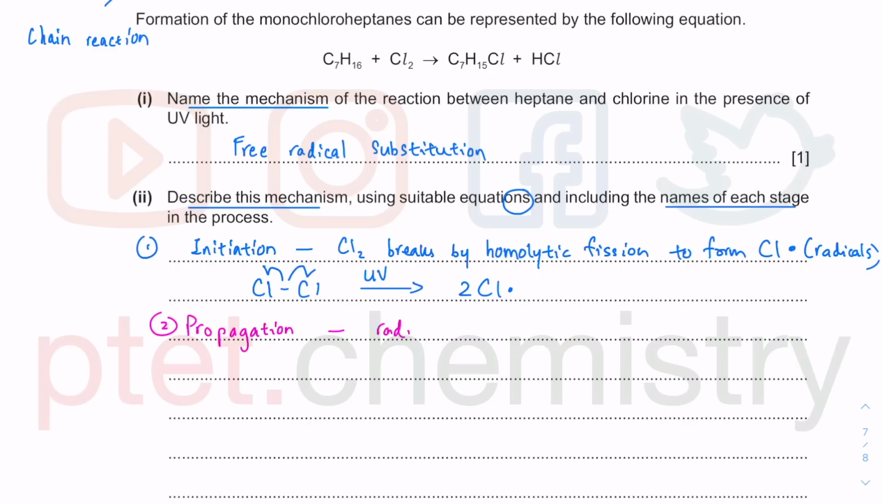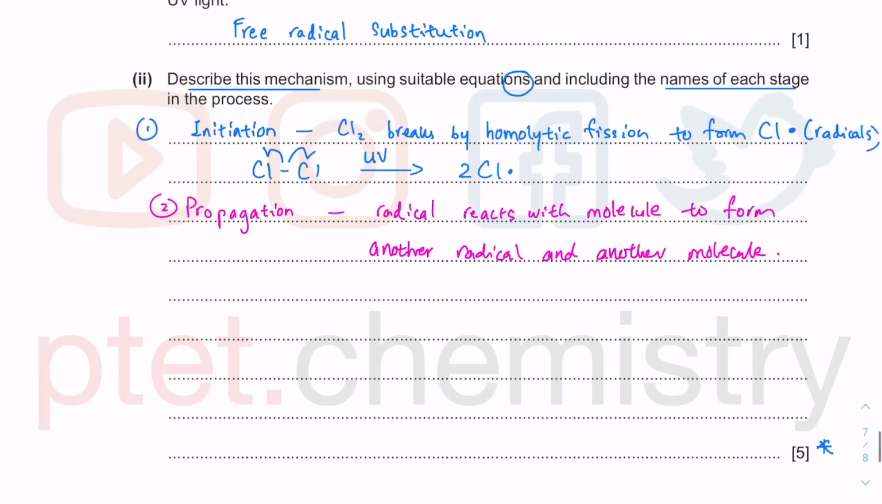So a radical reacts with a molecule. A molecule has no charge, it's not a radical, to form another radical, and then another molecule and another molecule. So you must have a radical on the left and you must have a radical on the right. That is the idea of propagation.